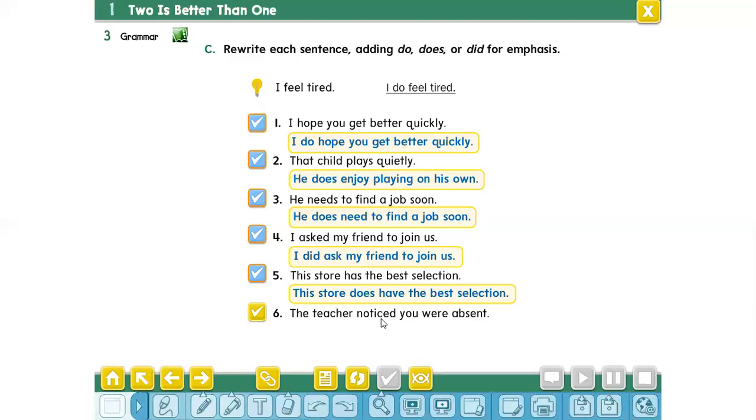The last sentence, the teacher noticed. Noticed, look at this verb. Yes, it's in the past tense, like the verb asked. So here the teacher do, does, or did. Yes, very good. Did notice. Very good. The teacher did notice you were absent.